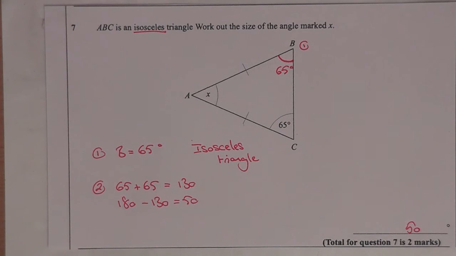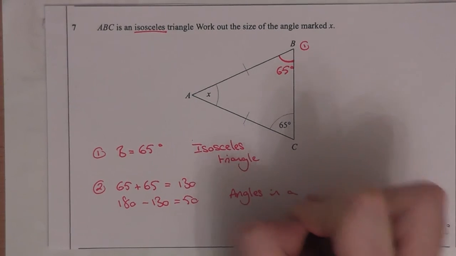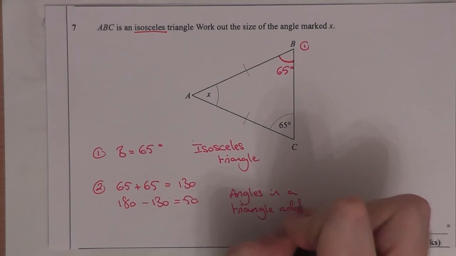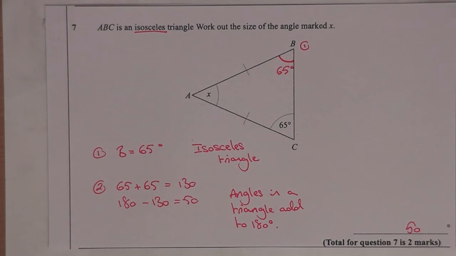What fact have we used? Why have we taken away from 180? Well, because angles in a triangle add to 180 degrees. But notice that we've done two steps here, so if we were having to give our reasons, we've justified it with two explanations. The first one to say how we knew that angle was 65 degrees, because it's an isosceles triangle. The second, why have we taken those both away from 180 degrees? Because angles in a triangle add to 180 degrees.